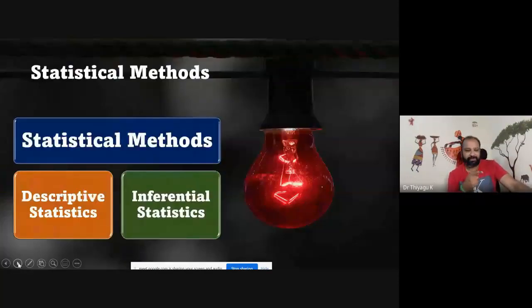Generally, in statistics, we have two branches. One is called descriptive statistics, the other is called inferential. So what is descriptive? The term itself tells you: describe. If you are able to describe the data, then it's called descriptive.